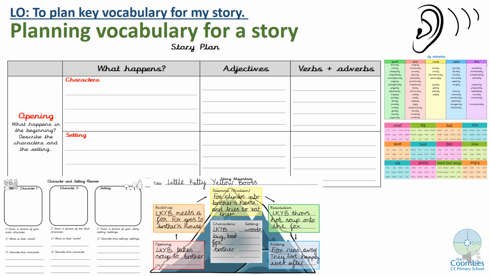So my characters, I've got Little Kitty Yellow Boots. And I'm just going to use the letters because I know what they mean. Little Kitty Yellow Boots. And what happens? She takes soup to her brother. And I'm just copying that from my story mountain.